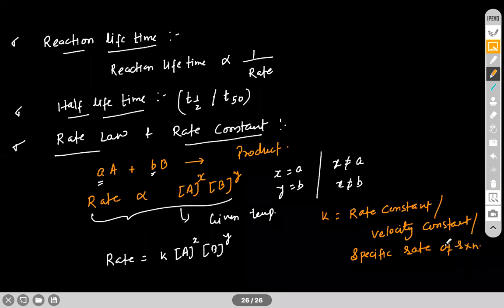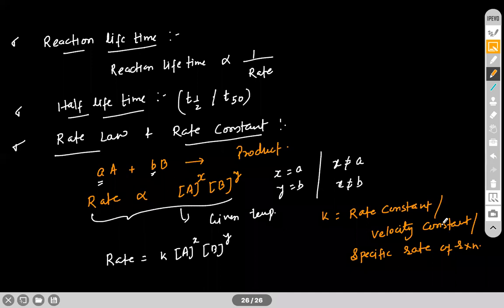Are you getting it? Right? Any doubt in this, guys?